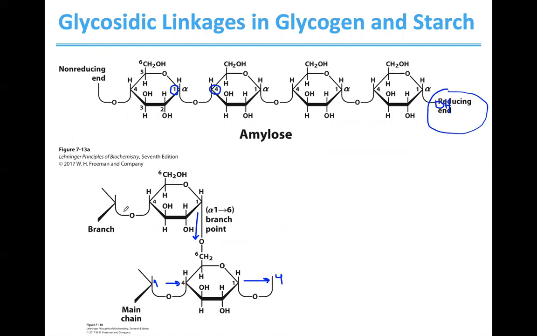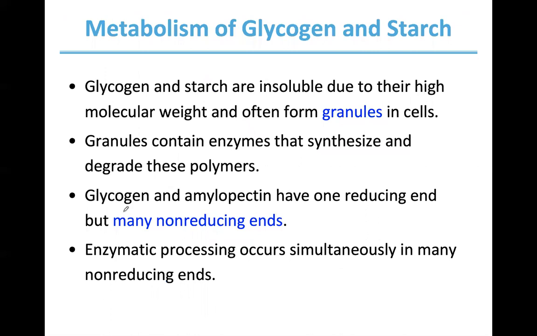Yes, sir. Okay. All right, so glycogen and starch are insoluble due to their high molecular weight and often form granules. The granules contain enzymes that synthesize and degrade these polymers. Obviously they will have one reducing end, only one, and a whole bunch of non-reducing ends because they are branched. Not amylose, right? Amylopectin.